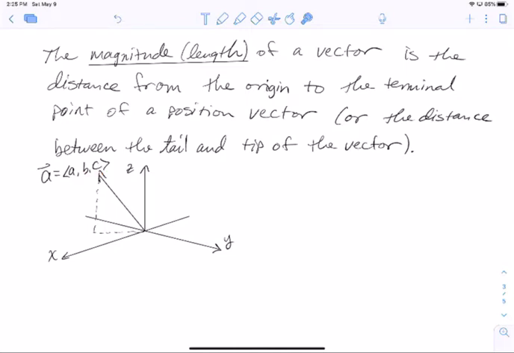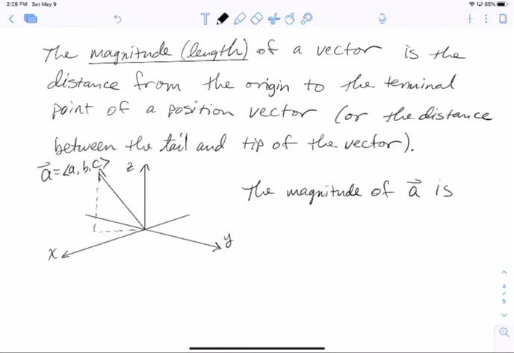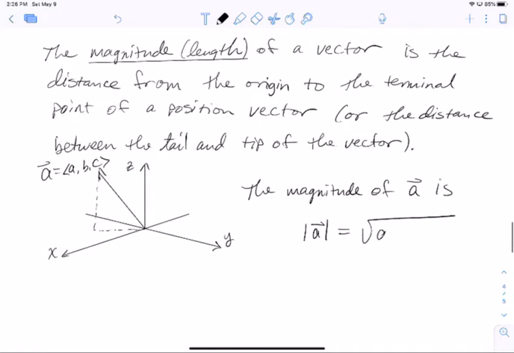Since we're talking about the distance from the tip to the tail, or the distance from the head to the origin, it should make sense that we're going to use the distance formula. The magnitude of A, notationally, looks like an absolute value and is the square root of A squared plus B squared plus C squared. In the case of a two-dimensional vector, C would be 0, and this would look like the hypotenuse of a right triangle. Some books also use a double absolute value to indicate that it's the magnitude of a vector.